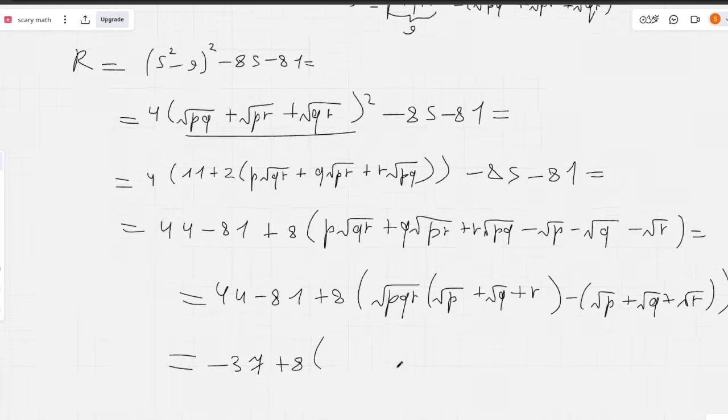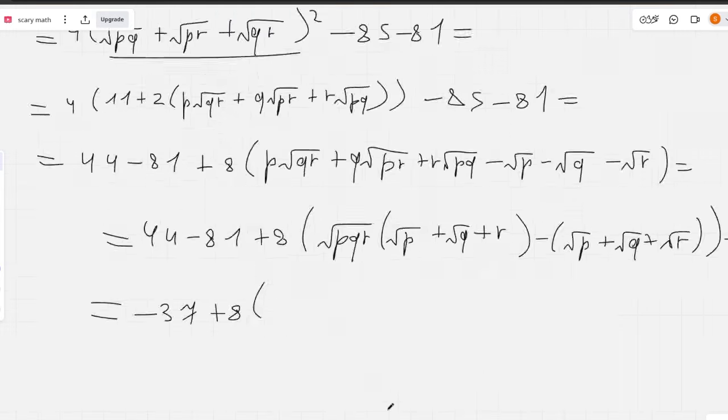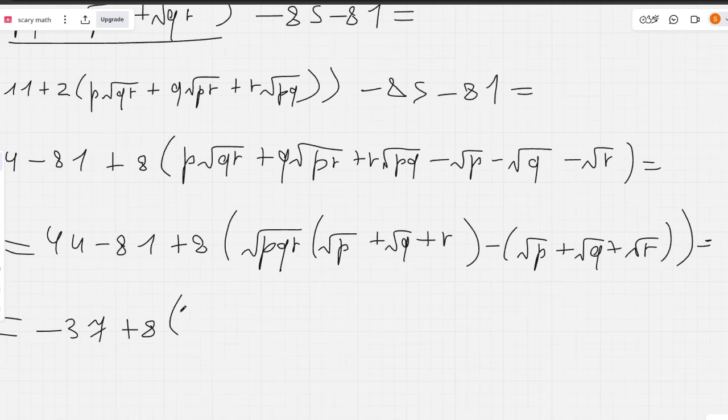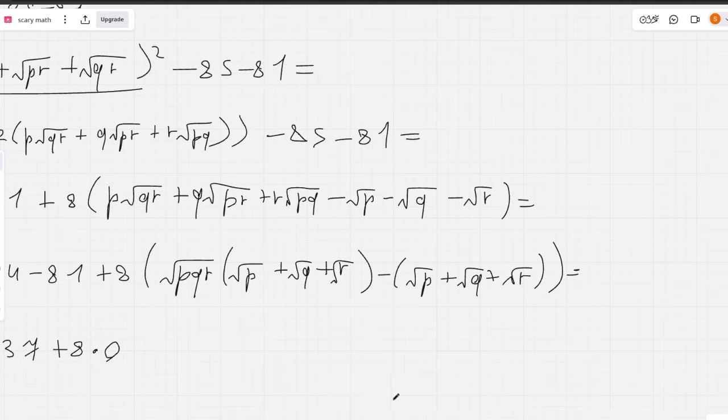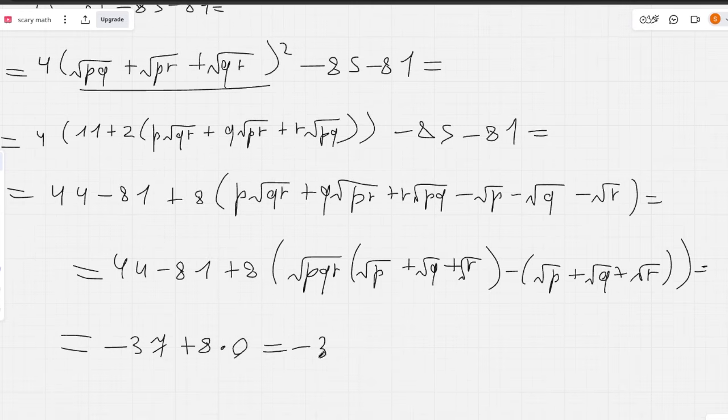Now root of pqr, recall that pqr is just 1. So what we get here is the sum of roots, and then we subtract them back. So yeah, the answer is going to be negative 37.